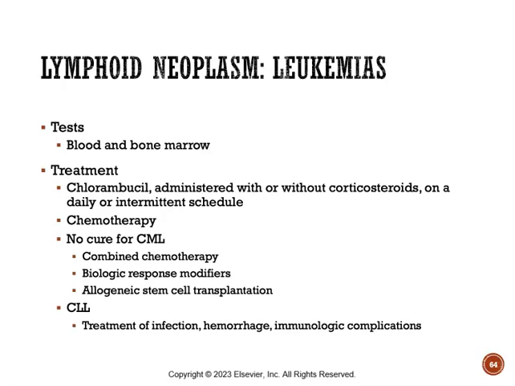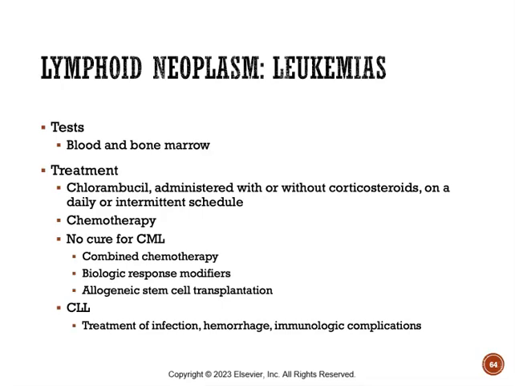In order to diagnose leukemia, we of course need blood tests and bone marrow analysis so we can look at the abnormal white blood cell activity. Once they're diagnosed, treatment is going to vary depending on which type of leukemia we have and the progression of the disease. So if we have the CLL type, then treatment will focus on managing infections, hemorrhages, and immune complications.